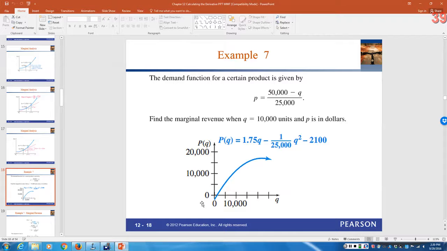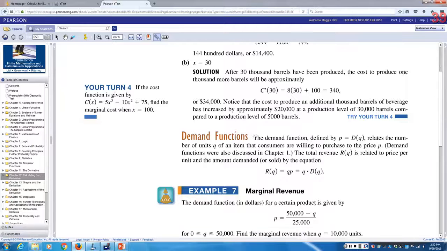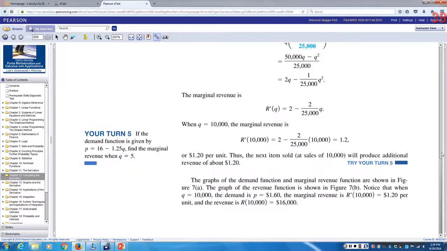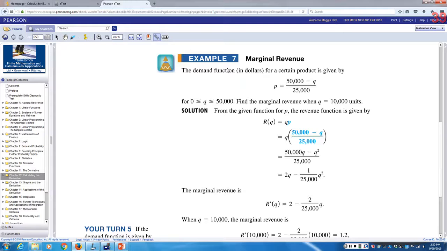So what we first do, just flip back to the book a second, because I think that's the one. Yes, that's the one that's coming up next. We'll work from here. The first function is only good for 0 to 50,000. So evidently the demand function changes after they've made 50,000. And find the marginal revenue when Q is 10,000 units.